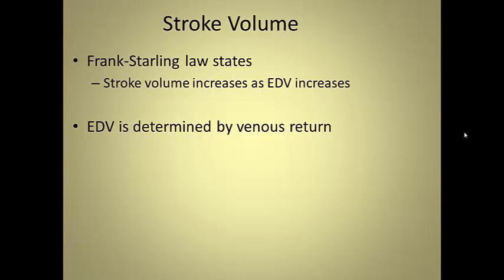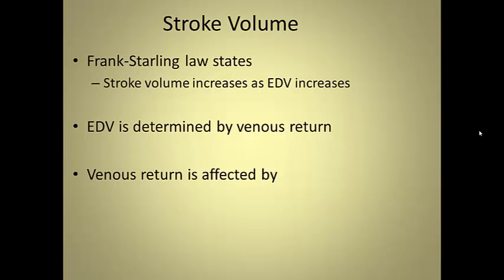Now, end diastolic volume is determined by venous return. So basically, how much blood is coming back to the heart, that's going to determine how much blood is loaded into the ventricles, and that's going to directly influence stroke volume.